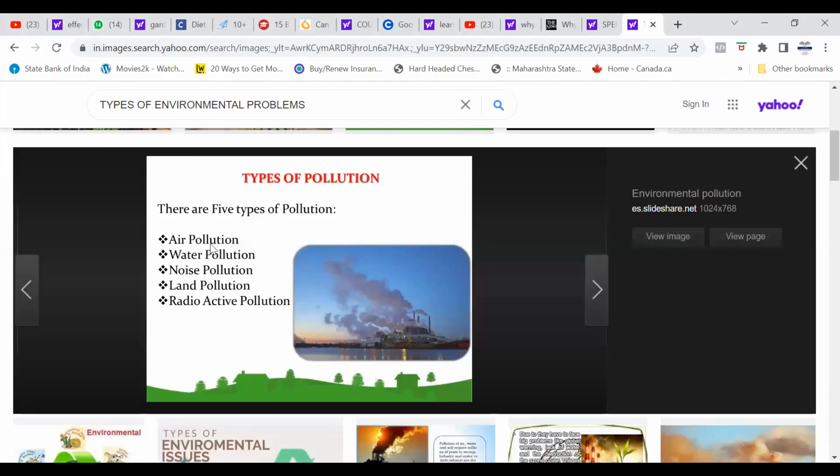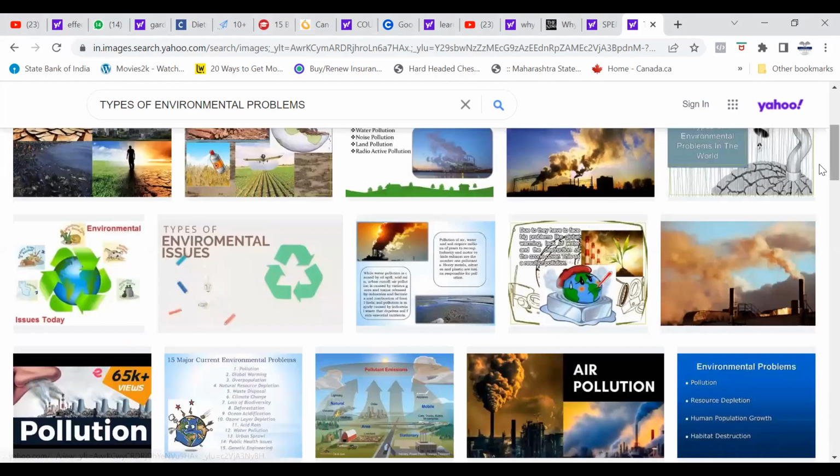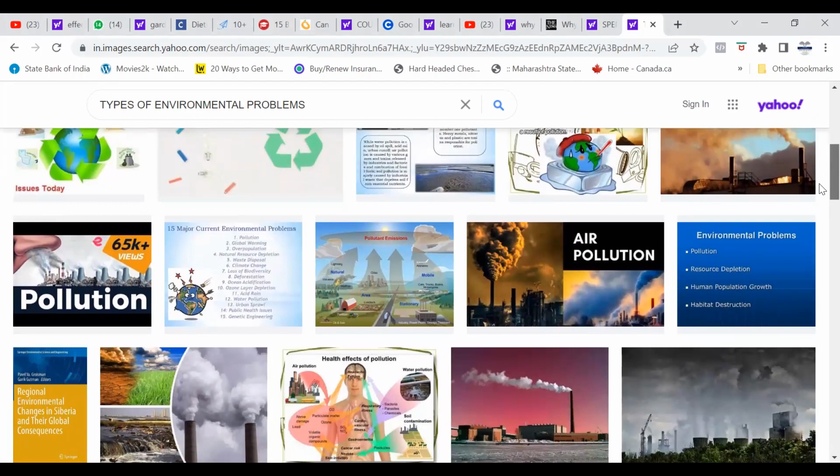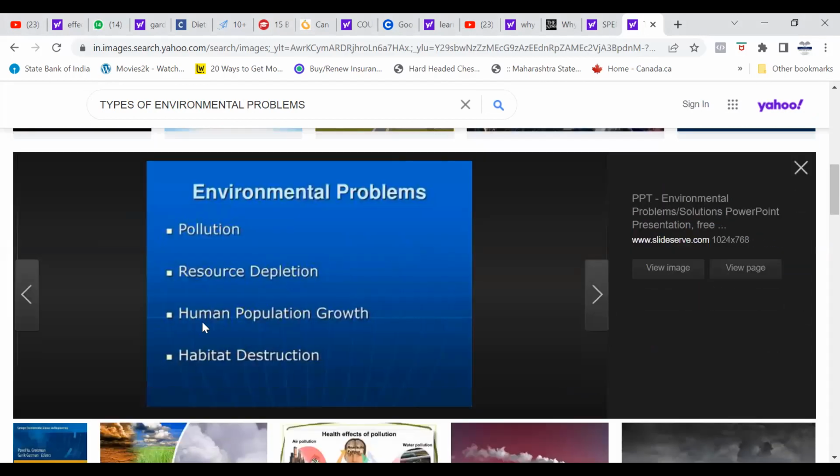So we get air pollution, those are common ones. Very common. Radioactive pollution. This is a new one. We can talk now about Russia and Ukraine, radioactive. We can have new ones, right? So see this, environmental problems, human population growth itself is one of the problems.